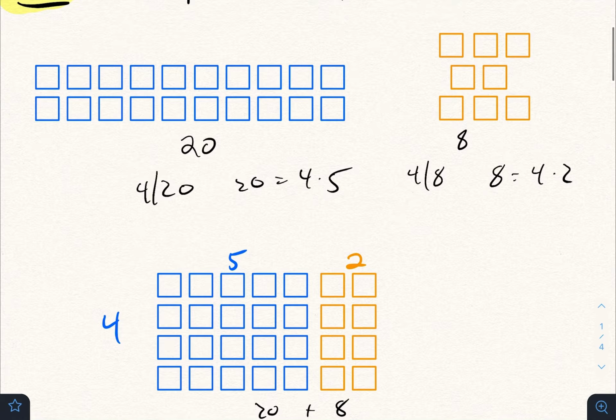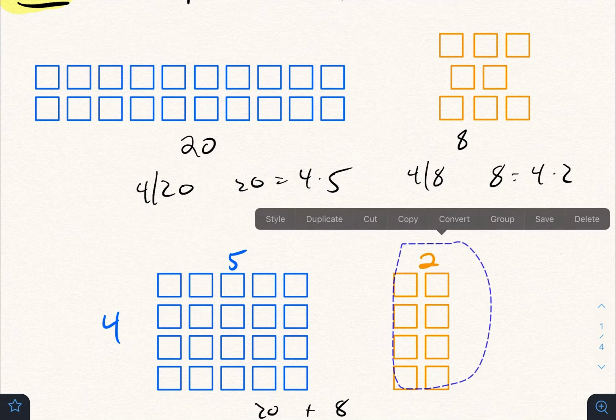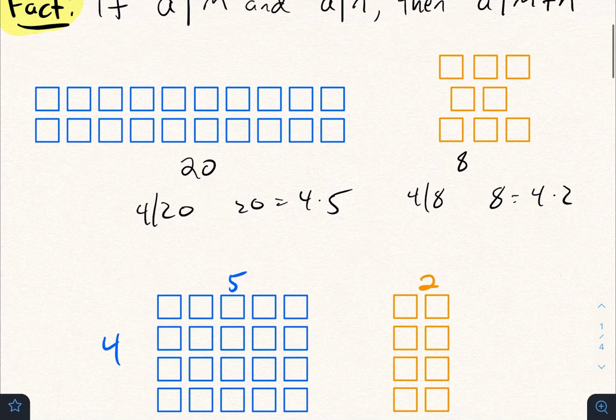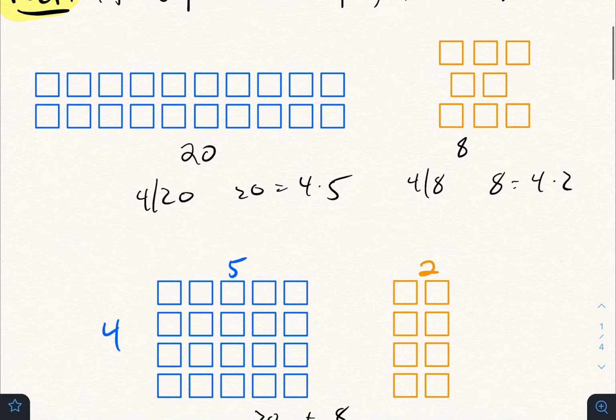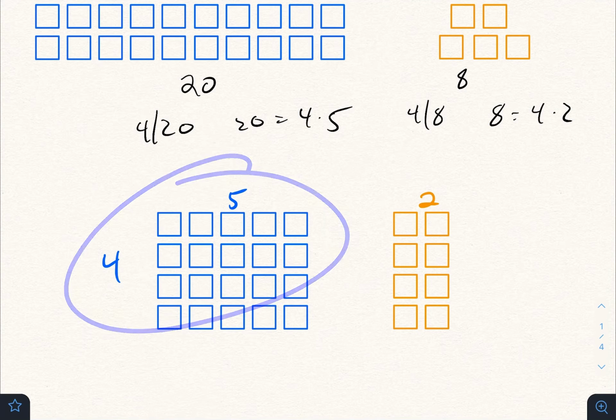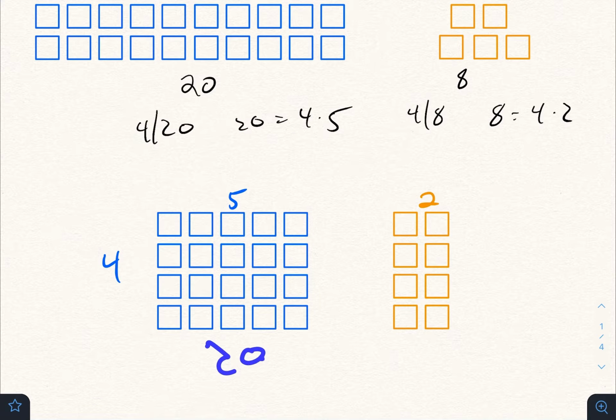So let's represent these two numbers as multiples of 4. Sorry, spoiling too much already. So here's 20. I have 20 things that I've represented as 4 rows of 5, and I've represented 8 as 4 rows of 2, right?